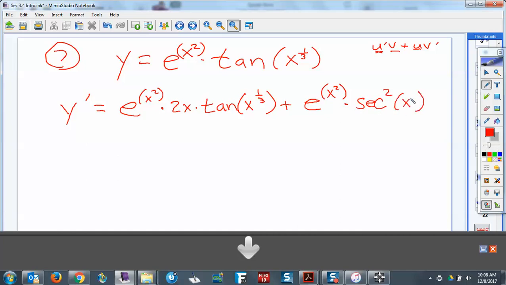And we can use our lazy notation. We leave the inside alone, x to the 1/3. And then we times by the derivative of that, right? Derivative inside, which is 1/3 x to the negative 2/3.